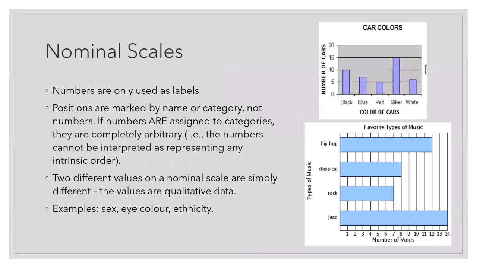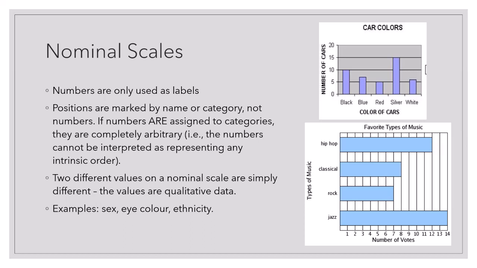So in nominal scales, numbers are only used as labels. They don't really mean anything. Positions are marked by name or category, not numbers. If numbers are assigned to categories, they are completely arbitrary. So the numbers cannot be interpreted as representing any intrinsic order. So 2 different values on a nominal scale are just simply different. The values are qualitative data.